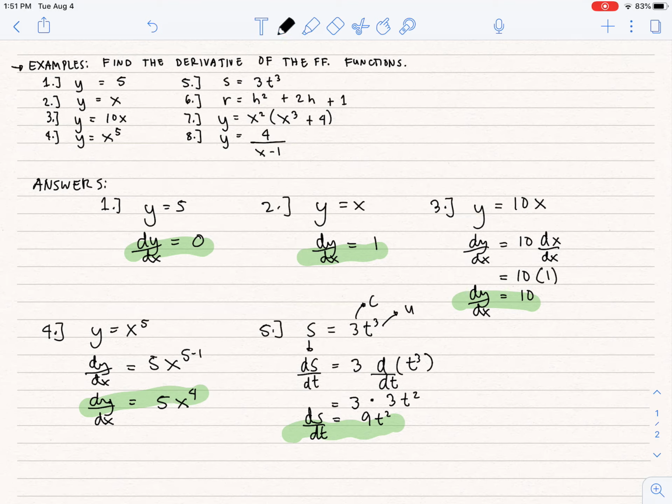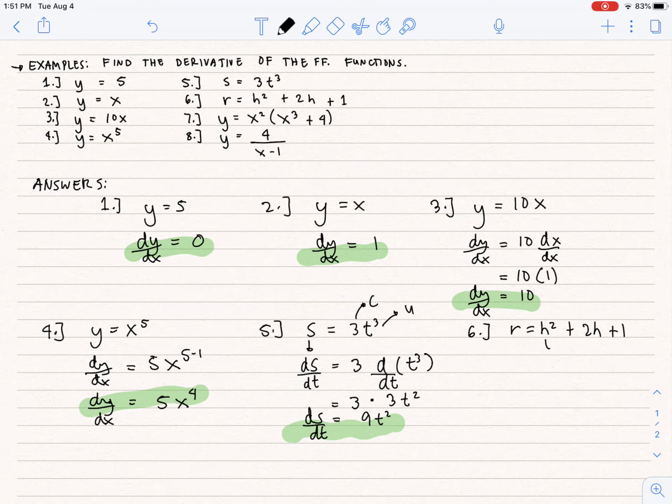Okay, so number 6. Number 6, we have r equals h squared plus 2h plus 1. In this example, we are once again using another set of variables that are not x and y. In this case, we are using r and h. Then h here is our independent variable, and r here is the dependent variable.